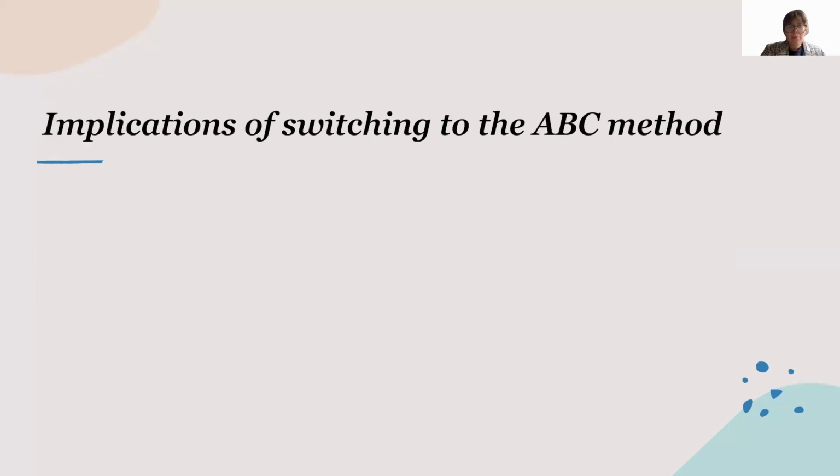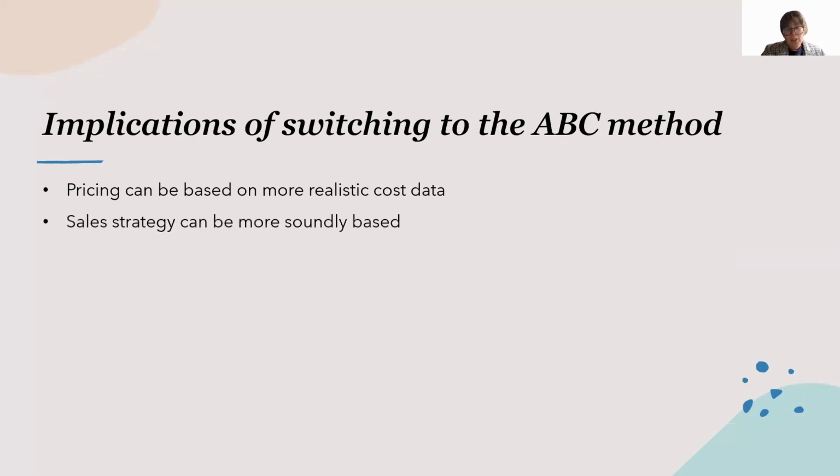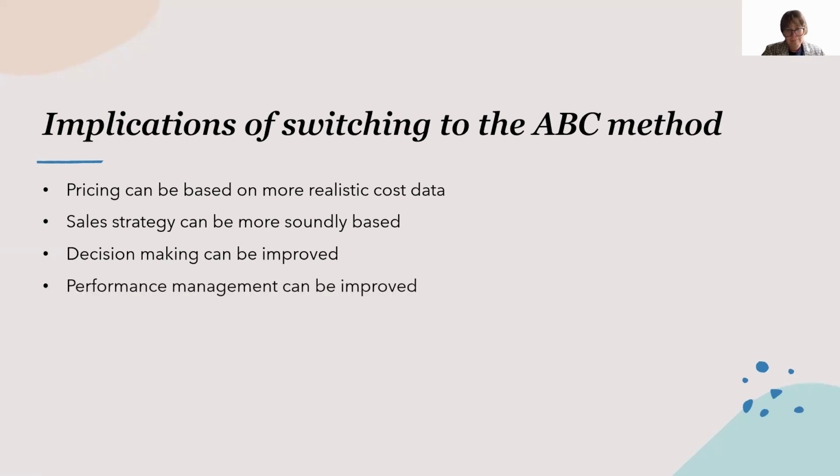And finally, there are some implications of switching to the ABC method. Pricing can be based more realistically on cost data, sales strategy can be more soundly based, and decision making can be improved. Performance management can be improved with this as well. So although ABC has many advantages, such as being able to identify the correct costs to the right products, as well as get a more accurate picture as to where you stand with how much you are actually spending, it does also have its disadvantages.